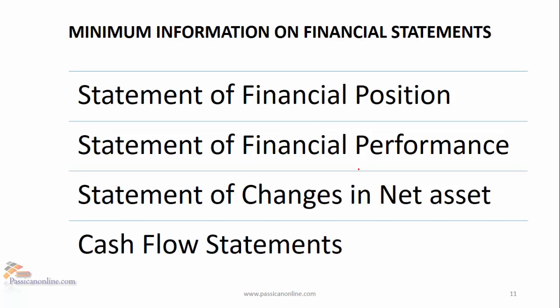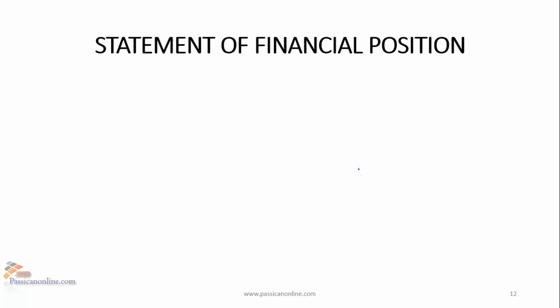Now let's talk of the issues relating to the minimum information that should be on financial statement. And we'll be looking at minimum information that should be on the statement of financial position, the statement of financial performance, statement of changes in net assets/equity, and the cash flow statement. Statement of financial position. Now, the statement of financial position is a snapshot of the financial state of an entity at any point in time.